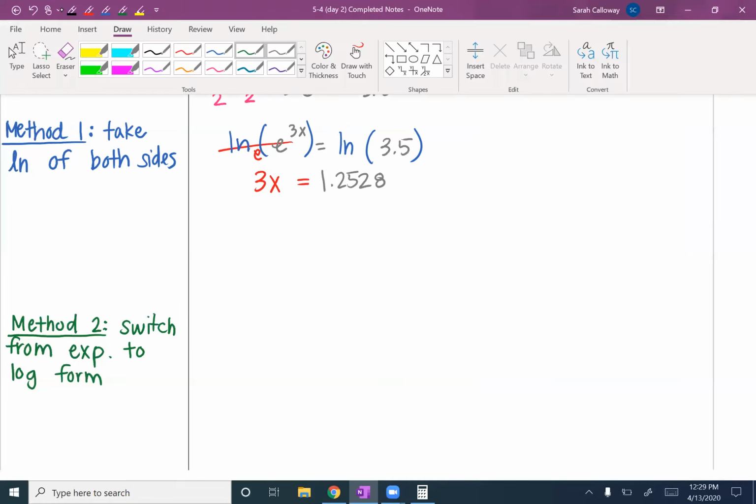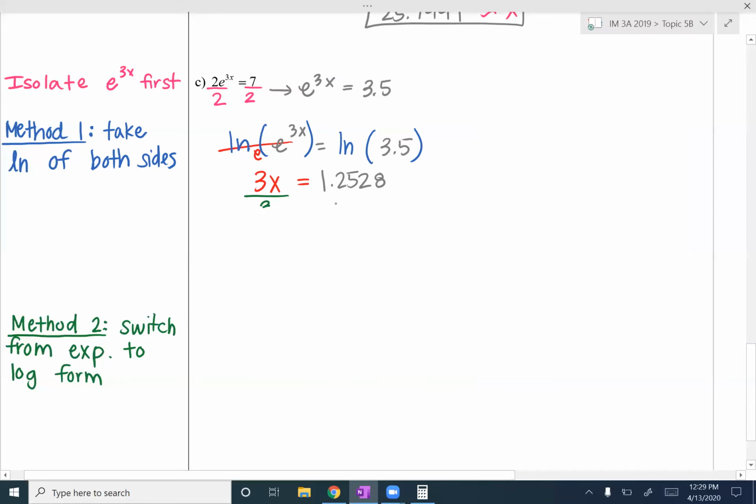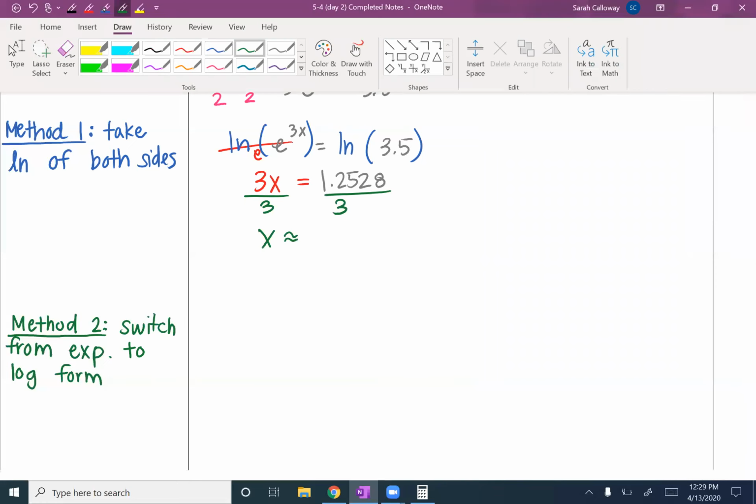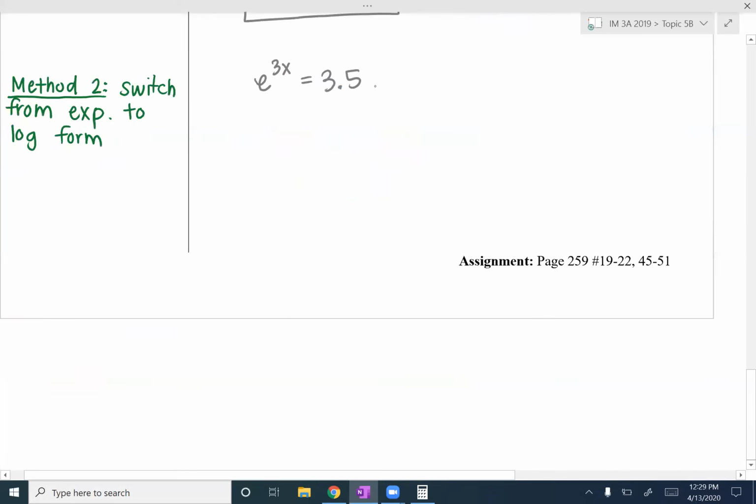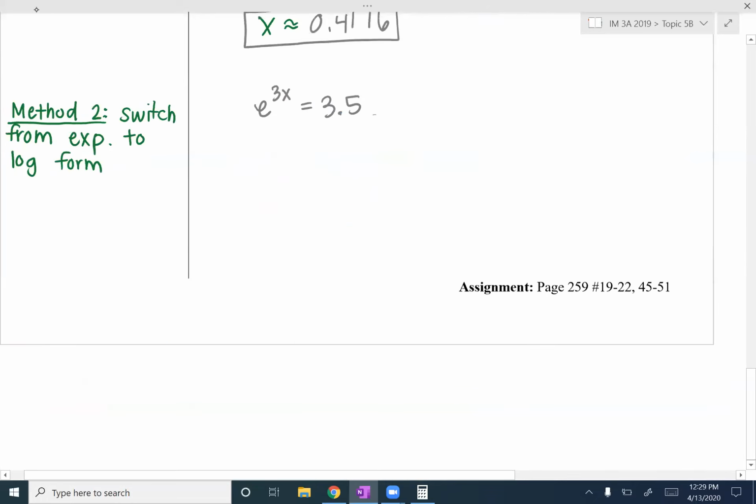And so to get x by itself, I have to then divide both sides by 3. And so that's going to give me an estimation for this x value as, if I divide that, 0.4176. So the value for x is about 0.4176. Okay, so again, that's taking the ln of both sides so that I can cancel out the base e. The other way to cancel out the base e is to just rewrite it into ln form. So after our first step, we had e to the 3x equals 3.5. So I'm going to switch to my log form.